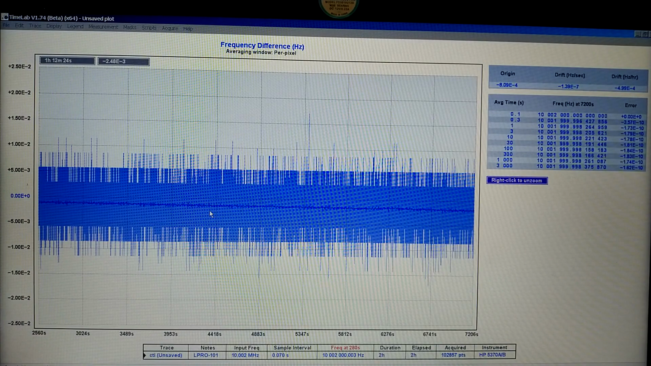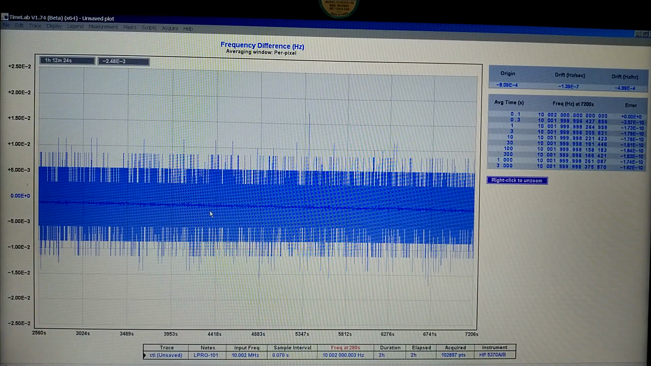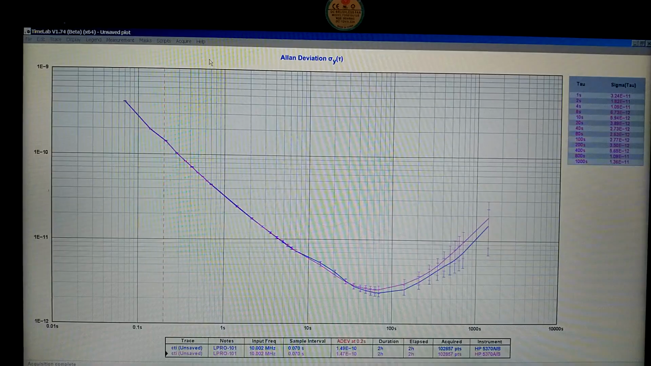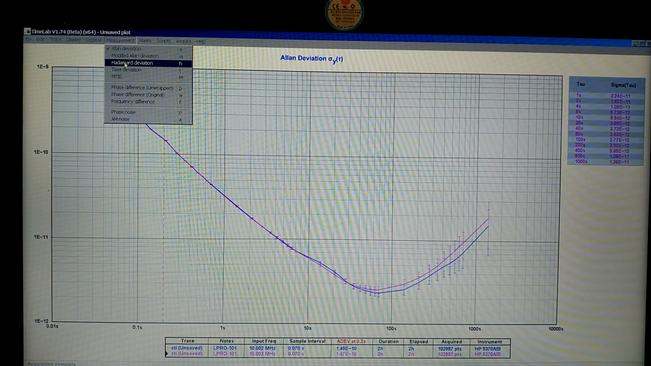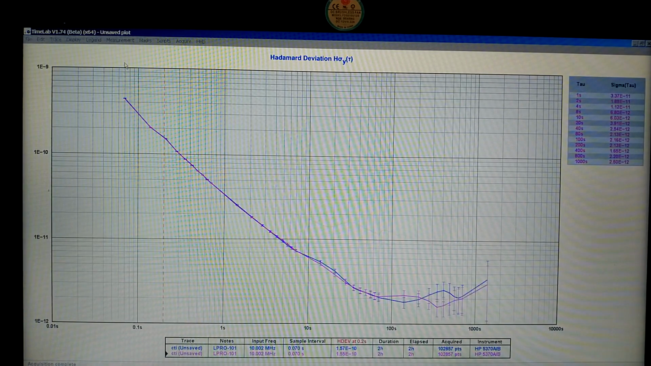So now 10 hours or more have passed, and I make a new measurement. The new measurement is very similar to the old one. The curves are within the error limits. If I look for the Hadamard deviation instead, they are also very similar.